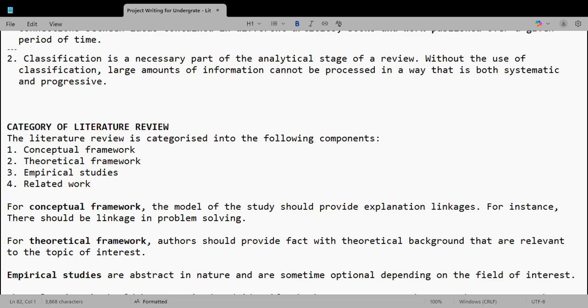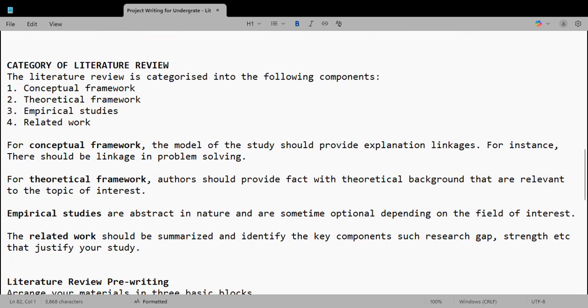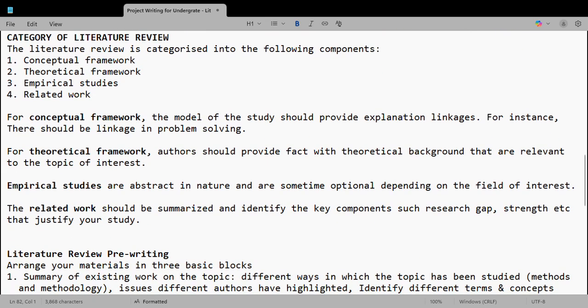So you must justify your argument theoretically. And this theoretical background must be relevant to the topic of your interest. Then the third one is the empirical studies. So the empirical studies are abstract in nature, and sometimes they're optional depending on the domain, depending on the areas of interest.